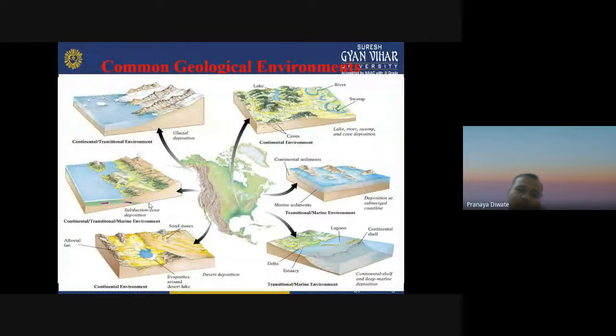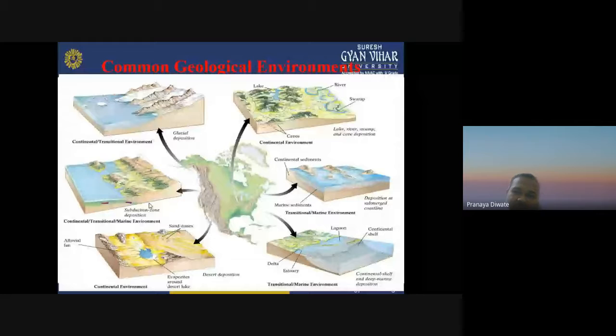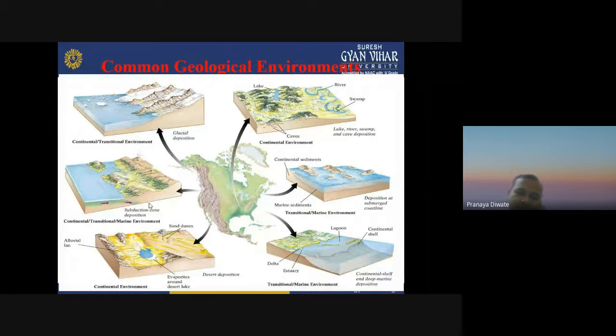So these are the common geological environments we have. We have continental and transitional environments. What are the continental and transitional environments? The continent is the side where we are all living. Then we have transitional and marine environments. Then you have the continental environment, then alluvial fan. When you have continental, transitional, and marine environments, you also have the subduction zone.